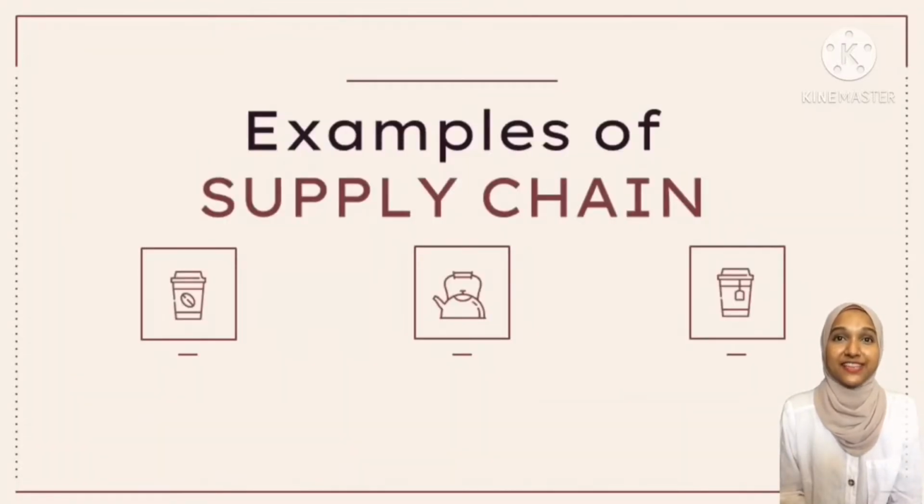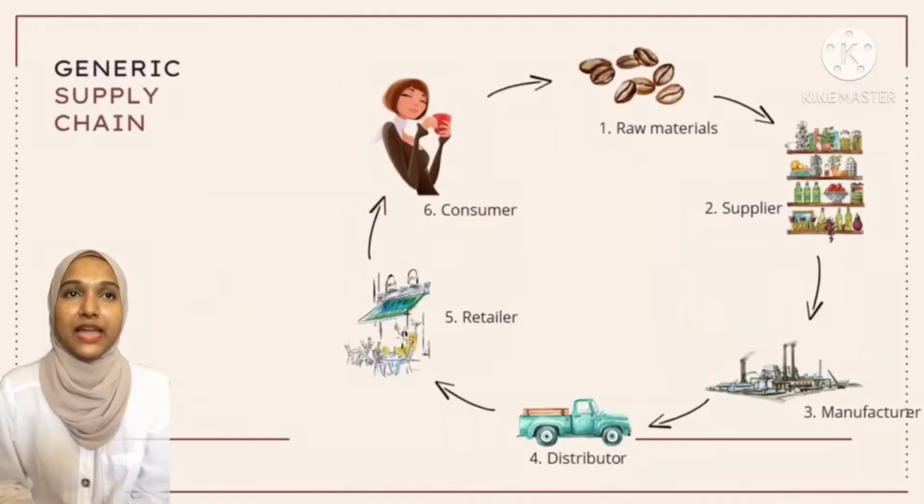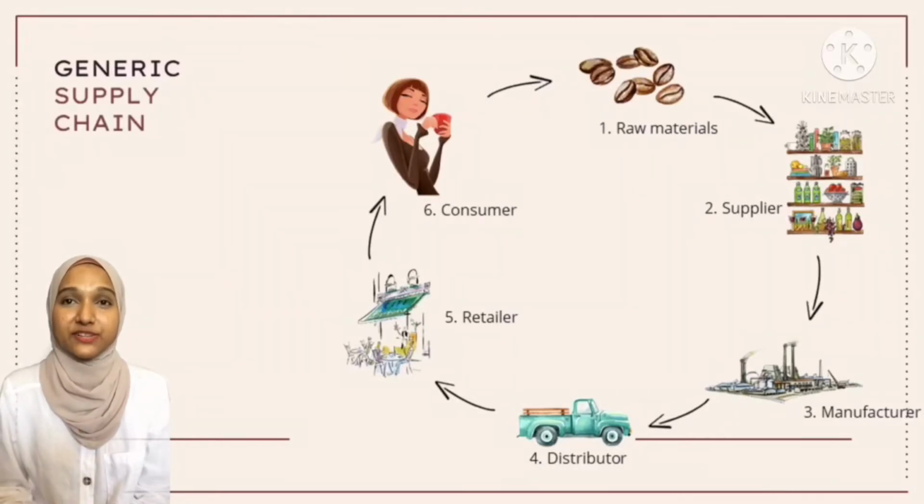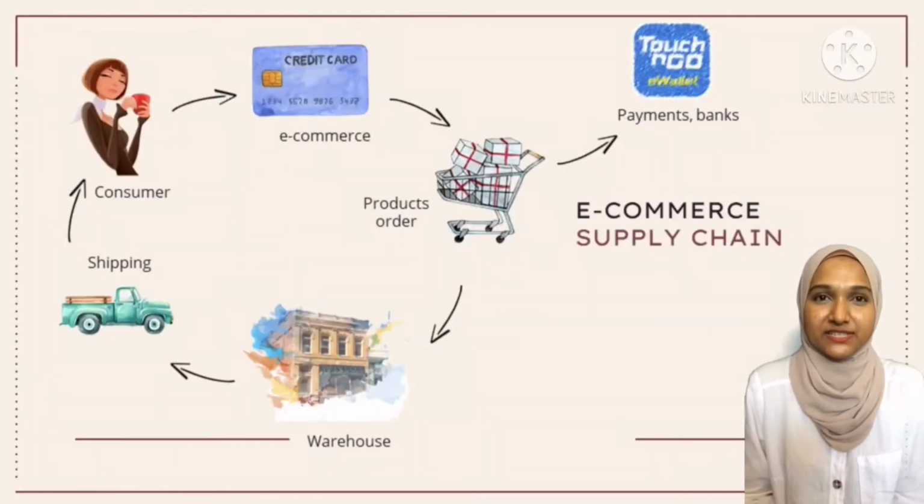Now, let's go see the examples of supply chain. Here's the generic supply chain, which is exactly the same as the supply chain that I have just shown you, which starts with raw materials, and then it goes to the supplier, bulked up, goes to the manufacturer, processed, goes to the distributor, distributed, goes to the retailer, sold, and goes to the consumer, consumed. And then the consumer buys the products, and they will increase the demand for the products, which automatically increases the demand for the raw materials as well. And this cycle continues.